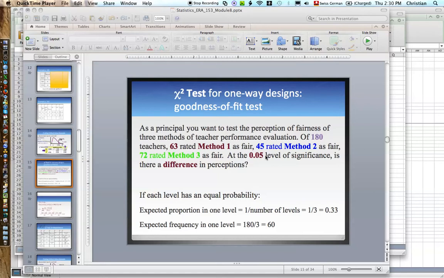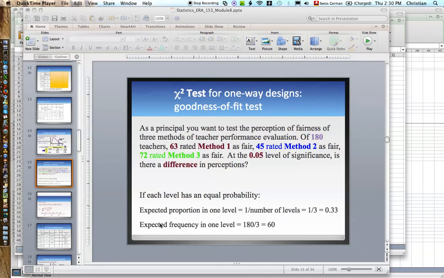They only rate one method as fair. Now at the 5% level of significance, is there a difference in perceptions between what we expect and what we observe? So we always get the observed information, and then we have to figure out what we would have expected ourselves. So here, if each level has an equal probability, we take the 1 and divide it by the number of levels. So here we have 3 different methods. So 1 divided by 3, or 1/3, is 33.33. Or we expect 33% of the teachers to be in each group.